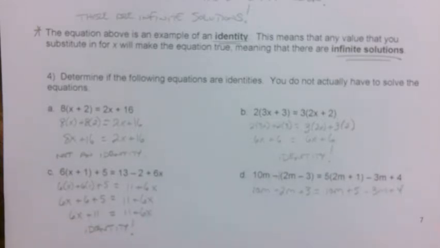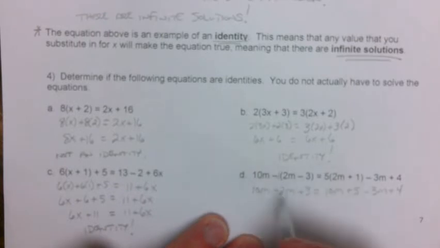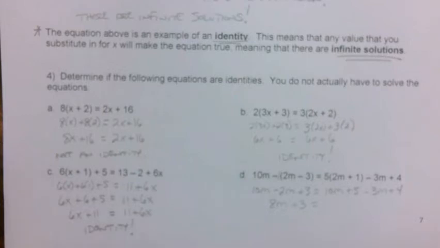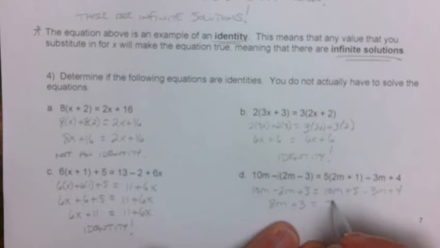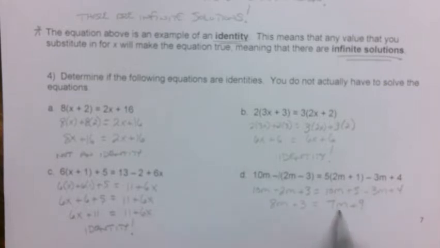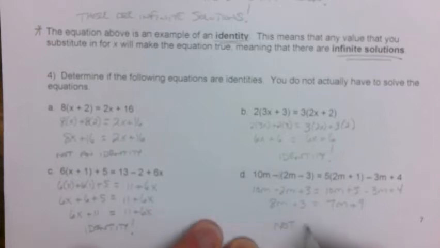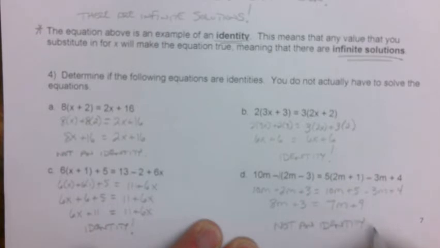On the left, I can combine my similar terms. 10m minus 2m is 8m plus 3 equals, on the right-hand side, 10m minus 3m is 7m, and 5 plus 4 is 9. So we get 8m plus 3 equals 7m plus 9. These expressions are not the same, so this is not an identity. Okay, if you simplify each side of the equation and you get the same expression, then you will have an identity.